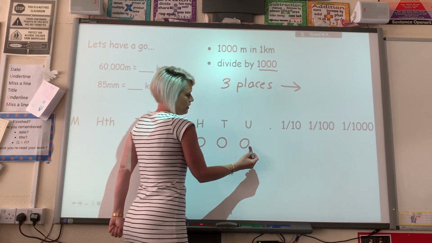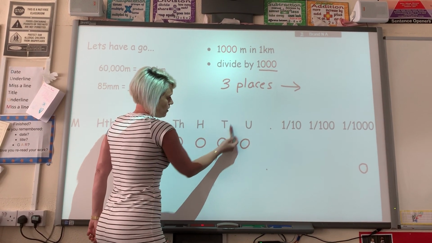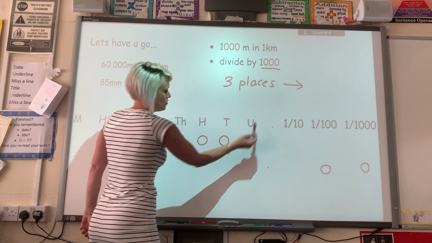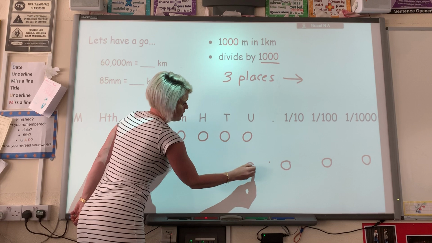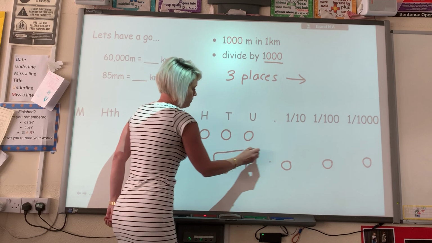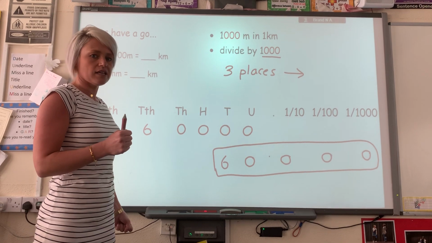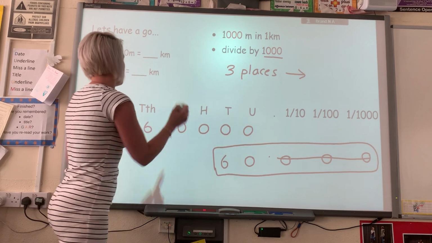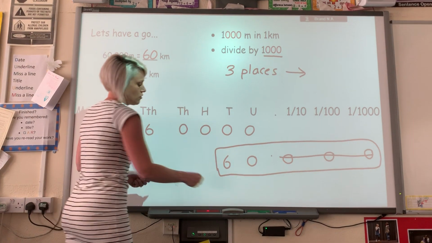So I move them all 3 places. So this 0, 1, 2, 3 ends up down here. This 0, 1, 2, 3 ends up there. This 0, 1, 2, 3. This 0, 1, 2, 3. And my 6, 1, 2, 3. So there's your new number, 60.000. So we don't need those zeros, because that doesn't add anything to our number. So the answer there would be 60 kilometres. Each digit moved 3 places.